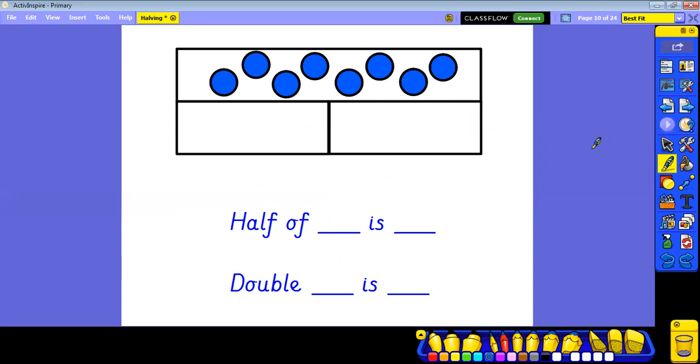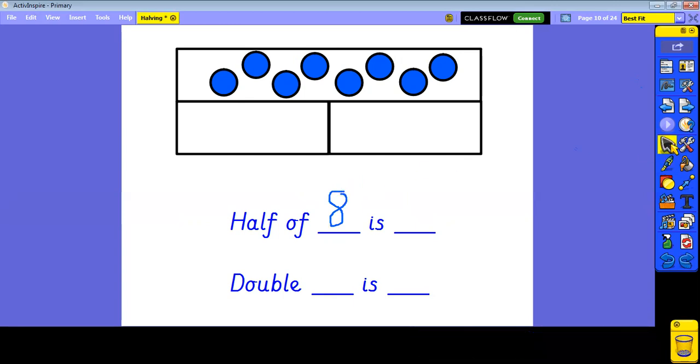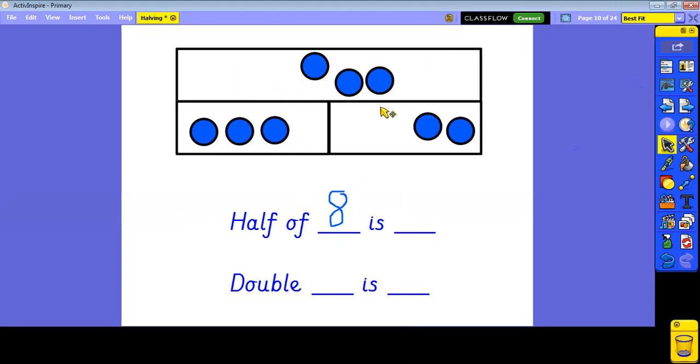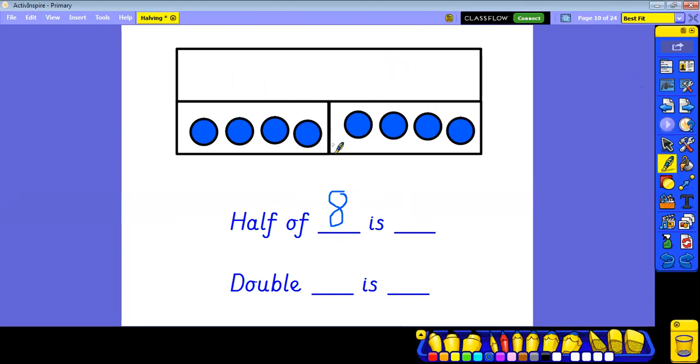Lovely. Well done if you've managed to have a go at that then. So our whole is 2, 4, 6, 8. I've got 8 counters, so I'm working out half of 8. And I work out half by splitting it into 2 equal groups. So 1, 2, 1, 2, 1, 2, 1, 2. So half of 8 is 4. Fantastic. Remember, 2 halves make a whole, and my halves are equal to each other. So half of 8 is 4.